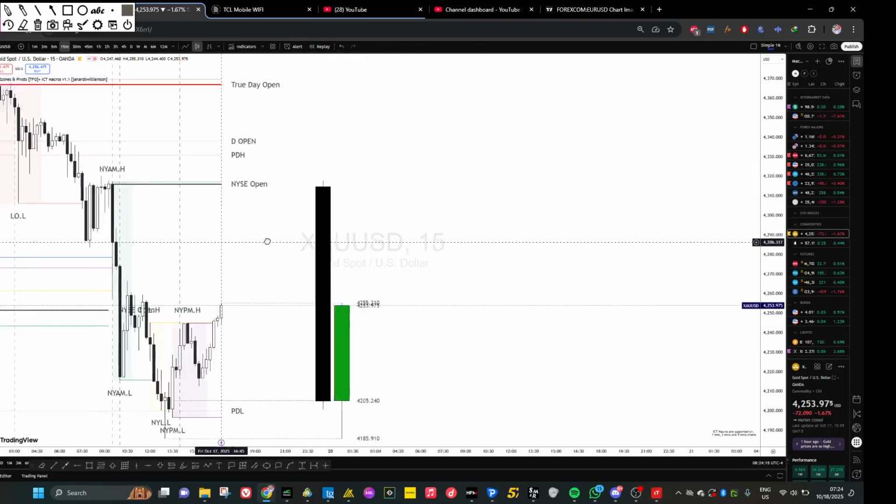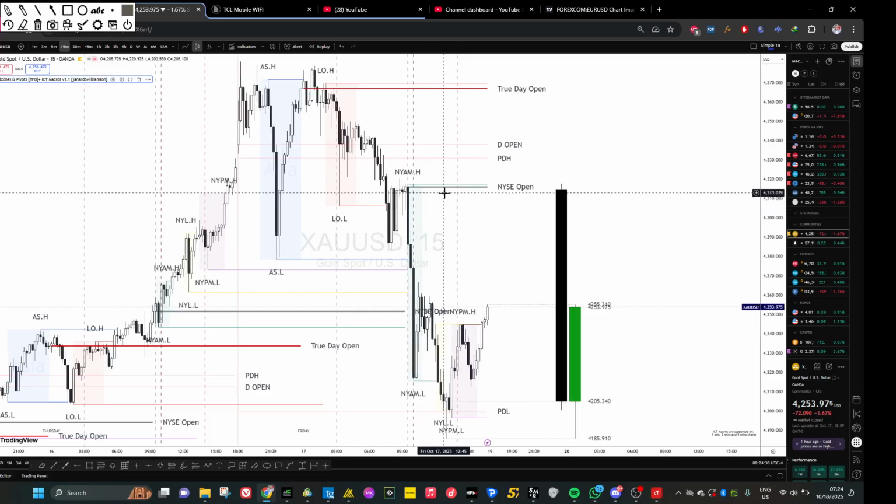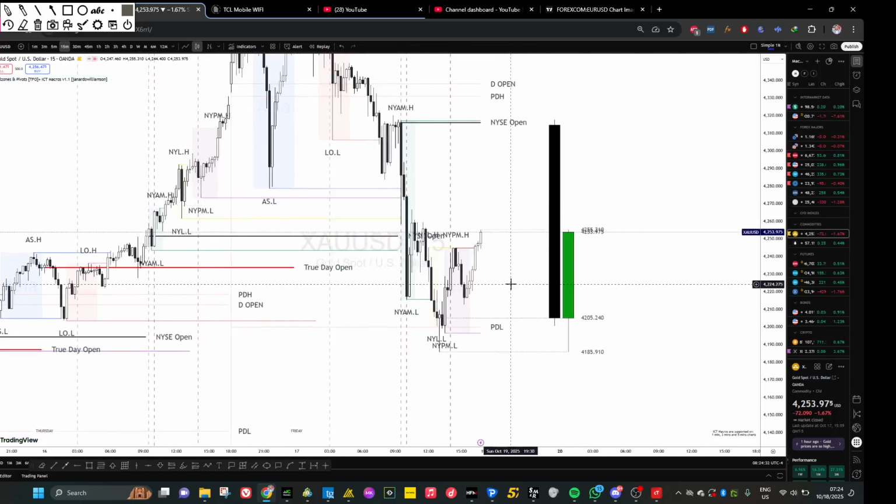So you realize every time we ran a low, we tapped into something that gave us a reason to reverse, or not necessarily reverse, but you get a little pullback. You can capitalize on them if you really know how to. But it came all the way down, and this would have been a nice indication to buy into the close.